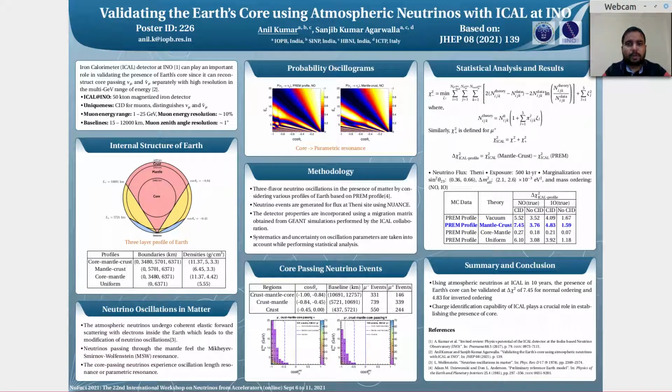Hello everyone, I am Anil Kumar, a final year graduate student at the India-based Neutrino Observatory, INO. I am going to present this poster on validating the Earth's core using atmospheric neutrinos with ICAL at INO.